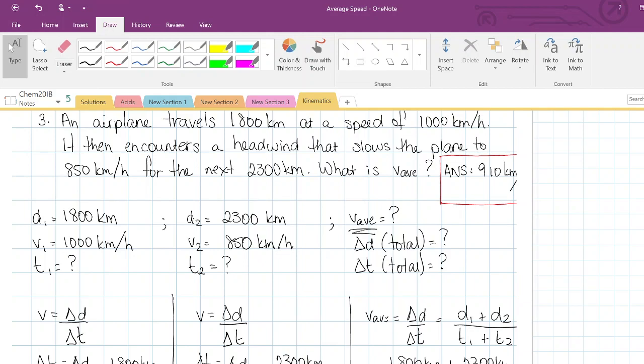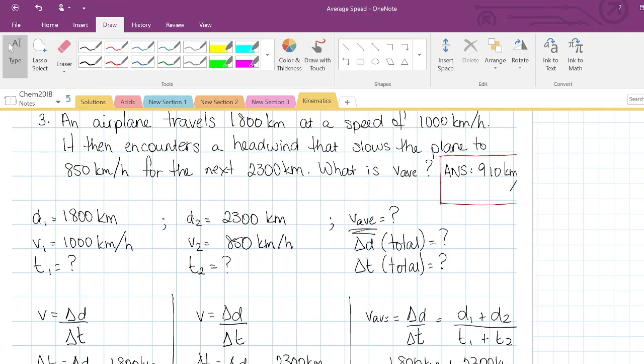So the previous examples have been fairly simple. The first one was definitely simple, because that was just plug numbers in and calculate. The second one's slightly more complex because you had to rearrange a formula. And this one is definitely more complex, because they're telling you that the plane travels a certain segment at a certain speed, and then something happens and it causes the plane to travel the next segment at a different speed. So we've got two parts here.